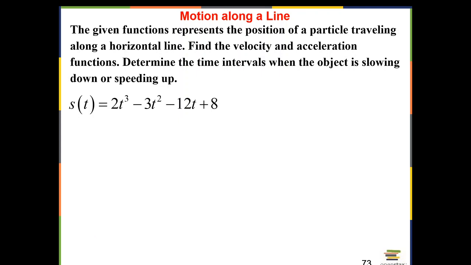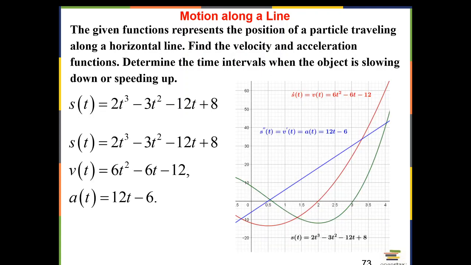So it means that in order for us to find out when this object is slowing down or speeding up, we need to do sign analysis for velocity and acceleration. So first of all, let's find them. So here is the velocity and here's the acceleration. You have to take derivatives, right?